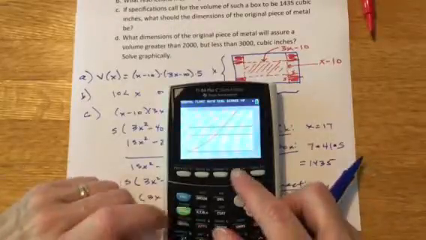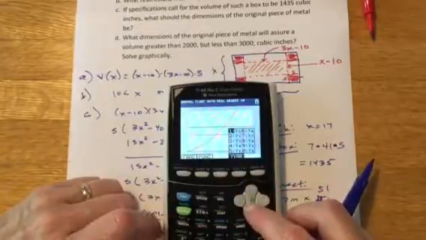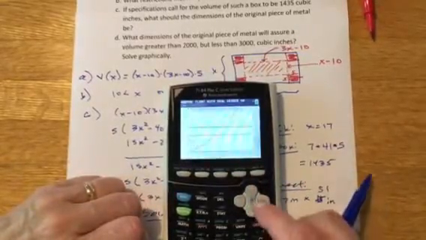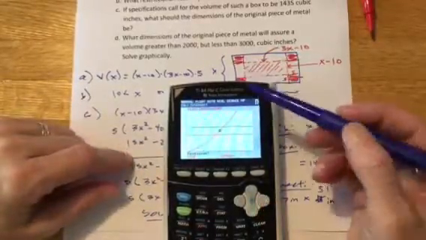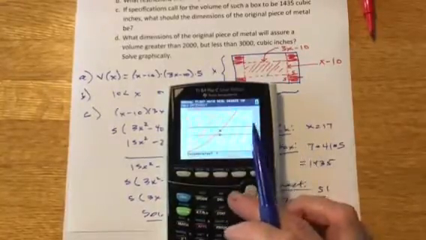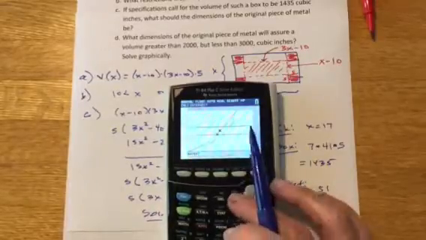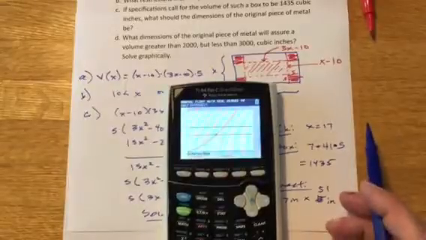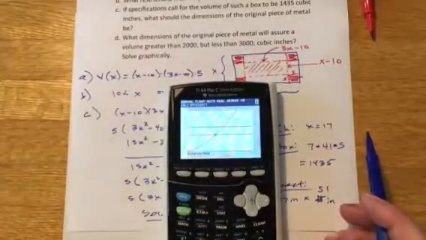I'll show you the first one. You're just calculating the intersection. Remember, here you're asked which curve. The first curve, notice up here, is showing you y1. That's the one curve I want to be on. Hit enter. The second curve is in fact the one that's equal to 2,000. So hit enter. And then for your guess, I'll move over just a little bit. And we get an intersection of about 18.7 for x.